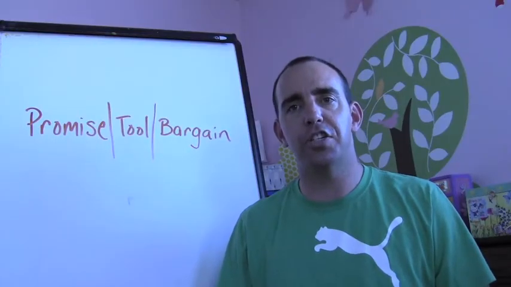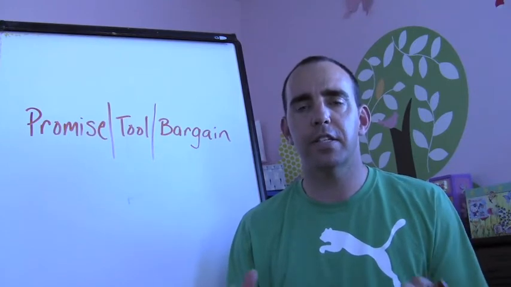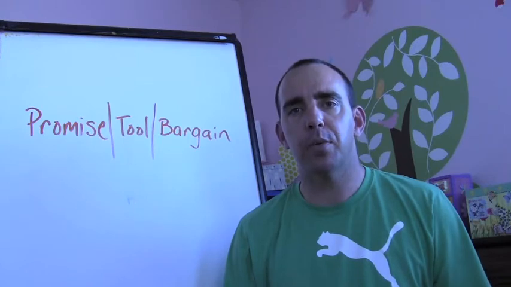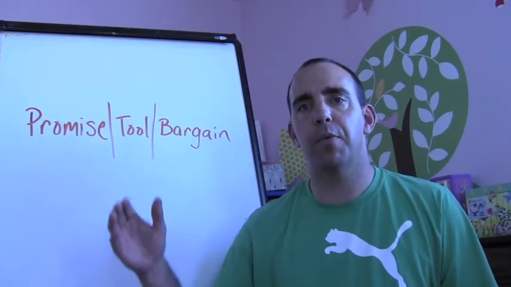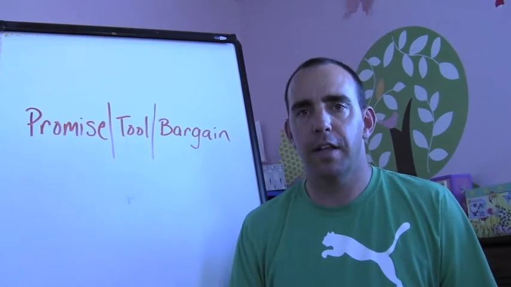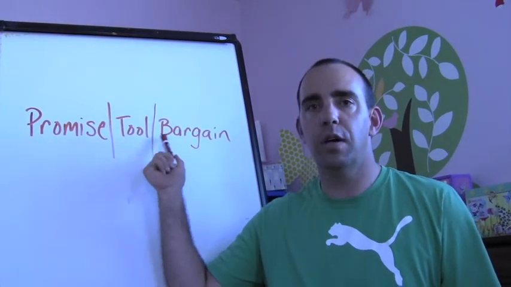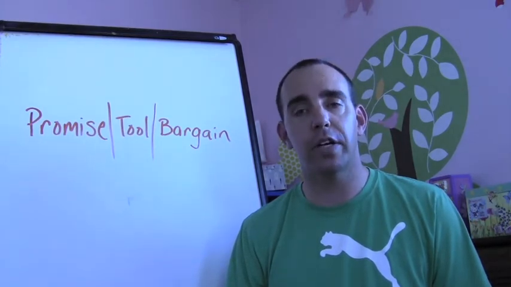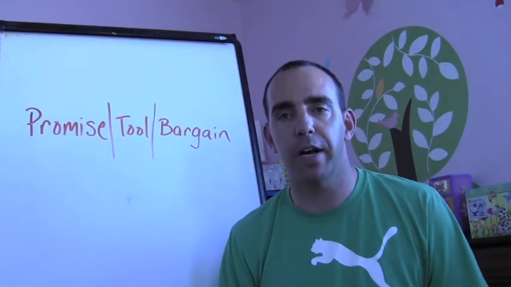I had a chance to watch Jeremy's video where he discussed his concerns about using Web 2.0 tools. I wanted to respond by sharing a framework that I like to use to think about digital tools that's called Promise, Tool, Bargain. This framework has stuck with me since I read Clay Shirky's book, Here Comes Everybody.